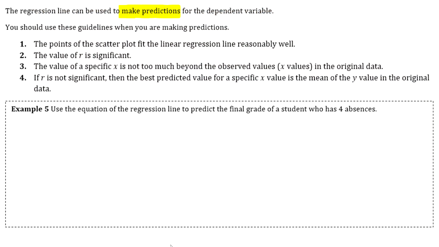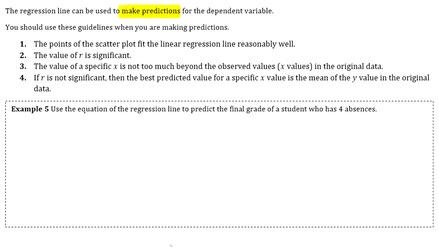Okay, but more important is the guidelines for when you're actually making predictions. So we have 4 of them. The first one is that the points of the scatter plot need to fit the regression line reasonably well. So we just saw in the last example that we actually plotted the points and then drew the line, and visually we confirmed that the line did fit the points really well.